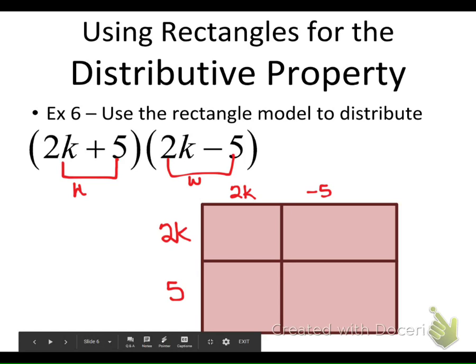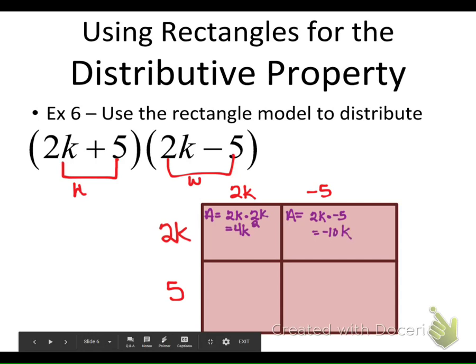Kelly, what's my formula for my area in this first section? 2K times 2K now equals 4K squared. Okay. AJ, top right section, the area, the formula, and then the area. 2K minus 5 and it equals... Not 2K minus 5. Try not to be too fast there.